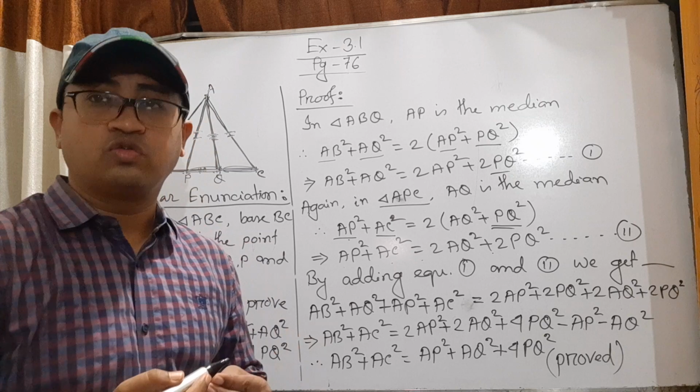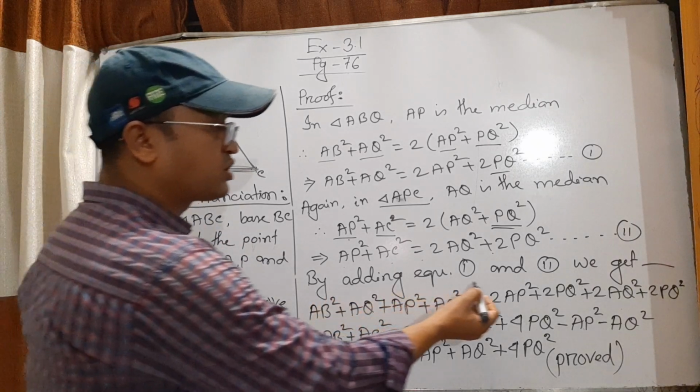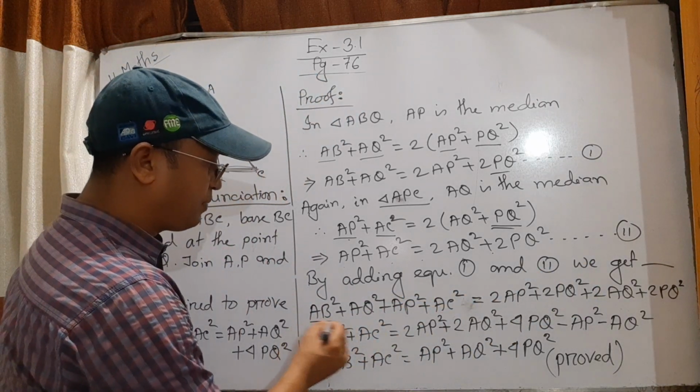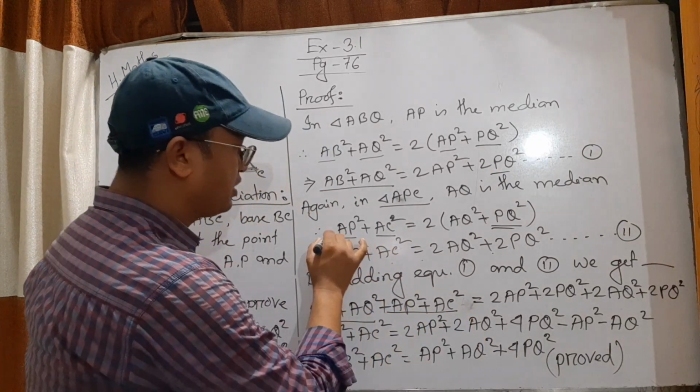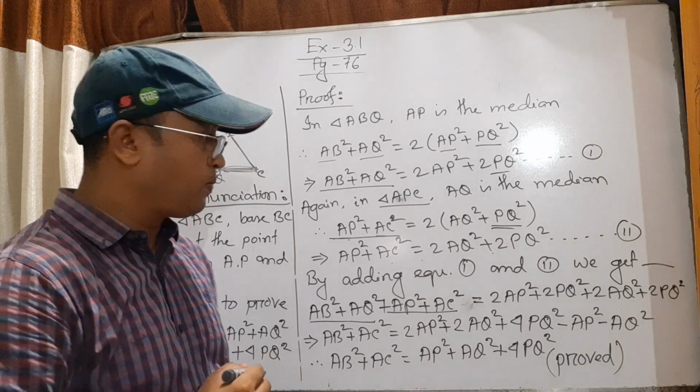Now add these two equations. By adding equations 1 and 2 we get AB square plus AQ square, that is this portion, plus AP square plus AC square, that is the left side of equation 2.